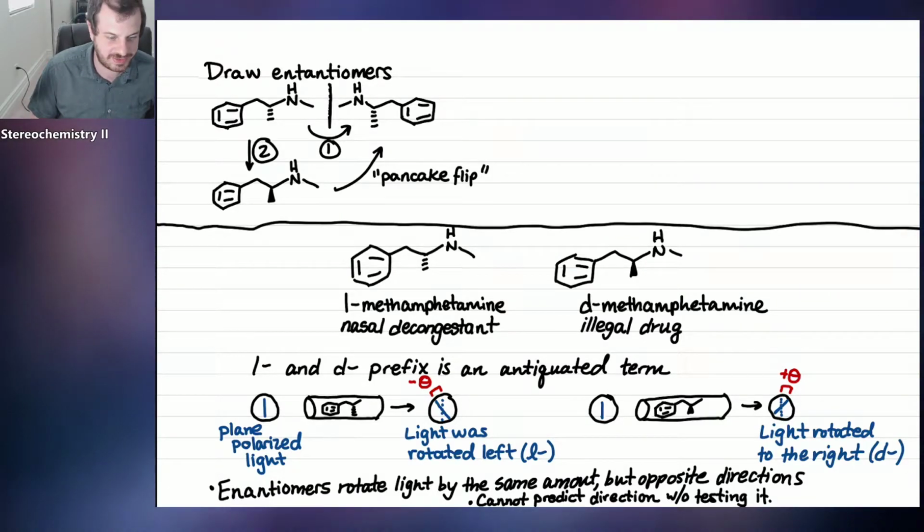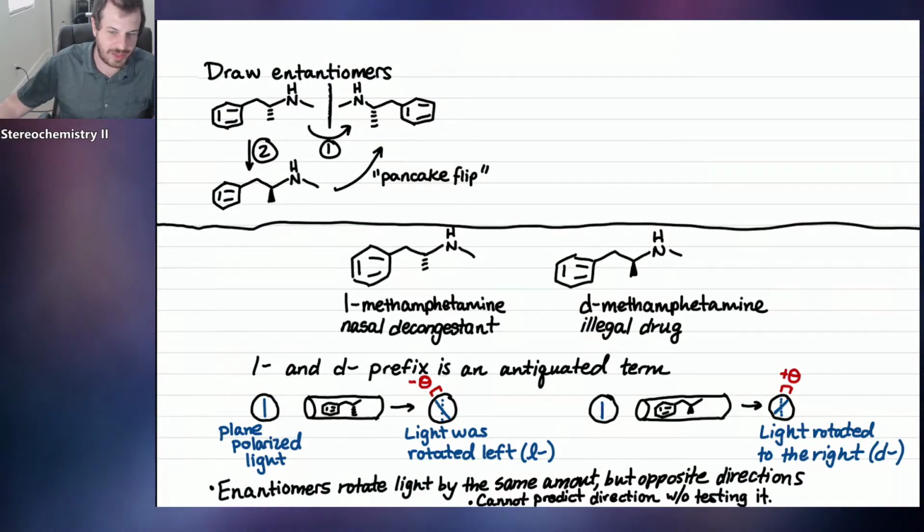But chemists have tested a lot of different molecules, and then you can look up in a book which way the light will rotate for a given compound. So if you gave me a vial of L-methamphetamine, the nasal decongestant, and a vial of D-methamphetamine, the illegal drug, I could figure out which one was which just by shining light through it. Just by shining plain polarized light, that filtered light, through that sample and seeing which way the light rotates, I would be able to tell you which one is illegal and which one is legal.